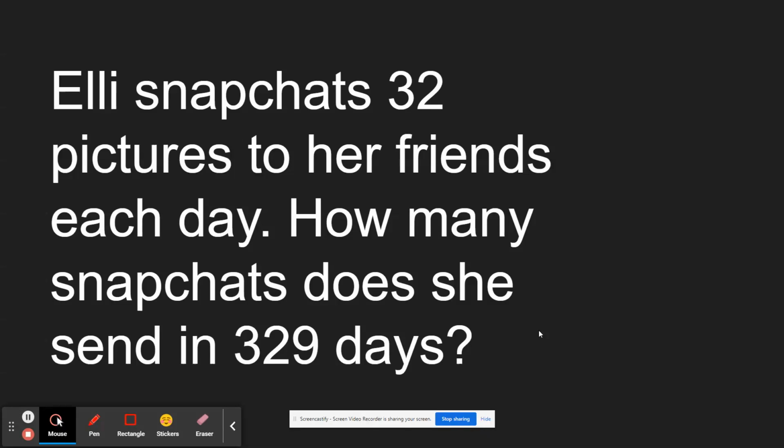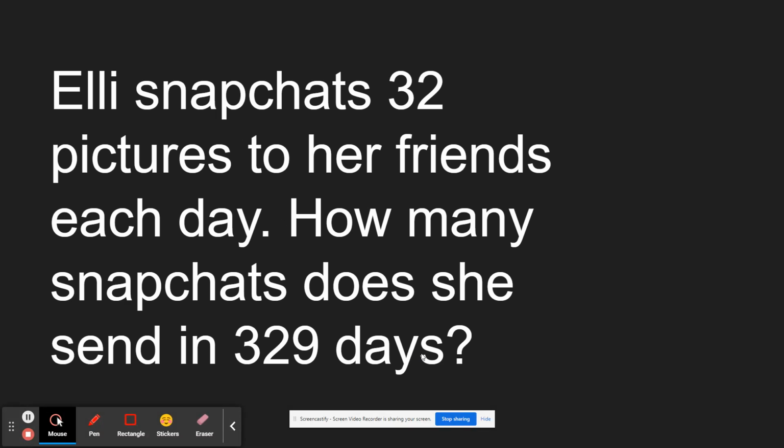Ellie Snapchats 32 pictures to her friends each day. How many Snapchats does she send in 329 days? Well, if she's sending this many pictures every single day for this many days, you're going to multiply to find the total amount of Snapchats she has sent in 329 days.